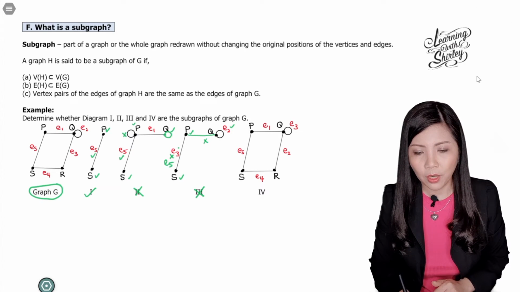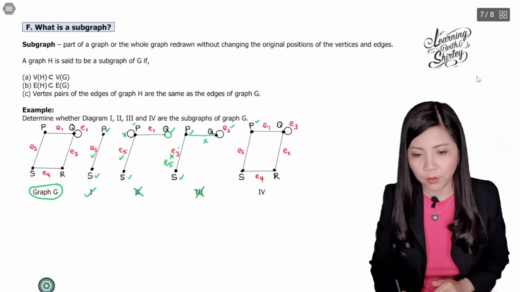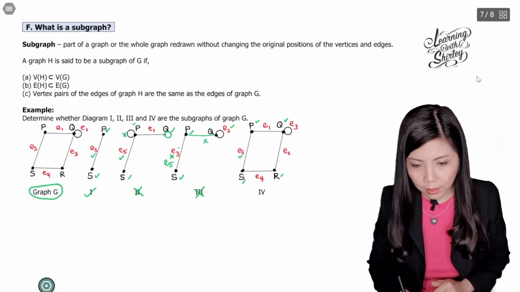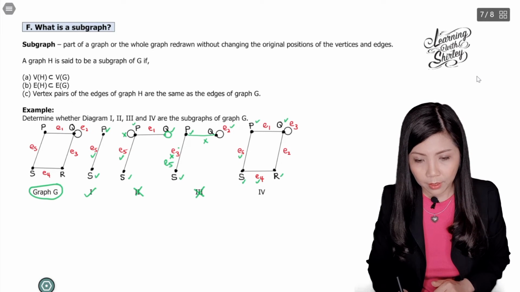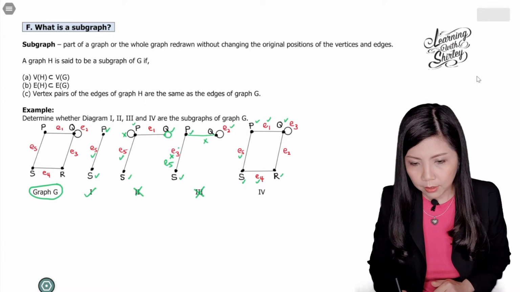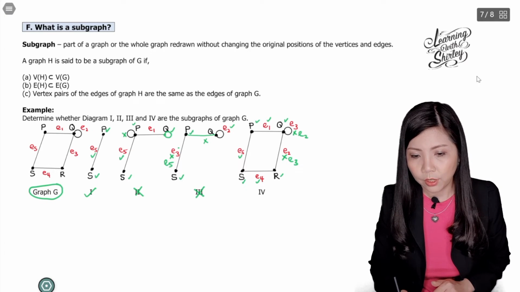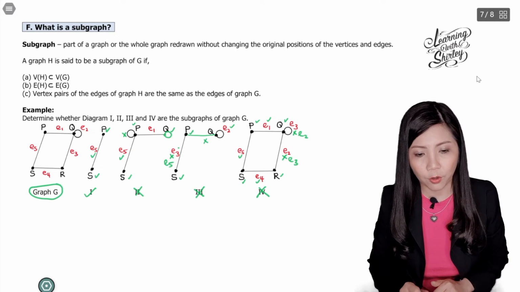Let's look at number 4. We have P, Q, R, S, so the 4 vertices are correct. Let's look at the edges. E5, correct. And then we have E4. And then E1 is correct. But this is not correct. It's supposed to be E3. And then E3 is supposed to be E2. Therefore, this is not a subgraph of graph G.